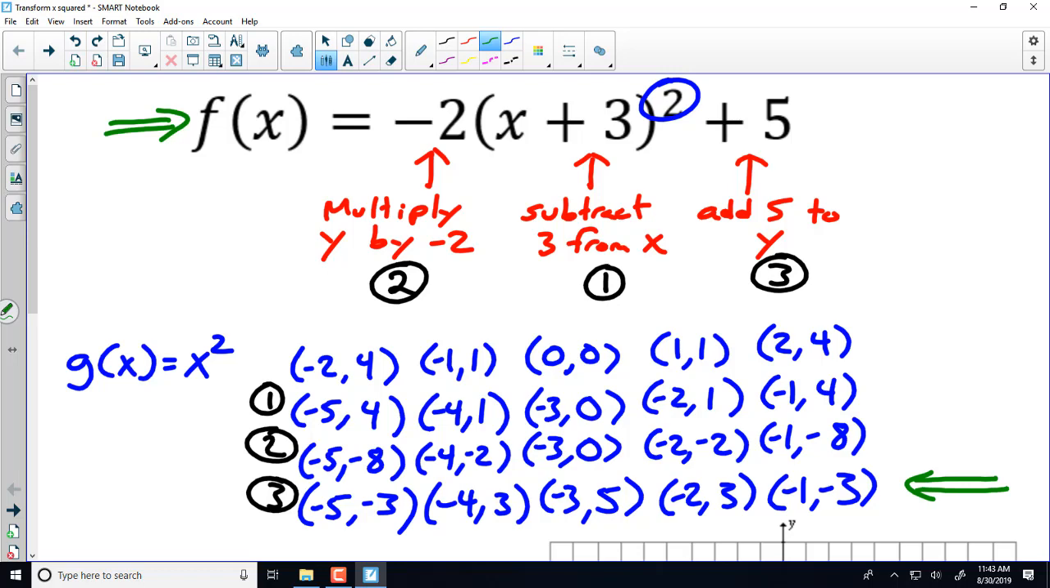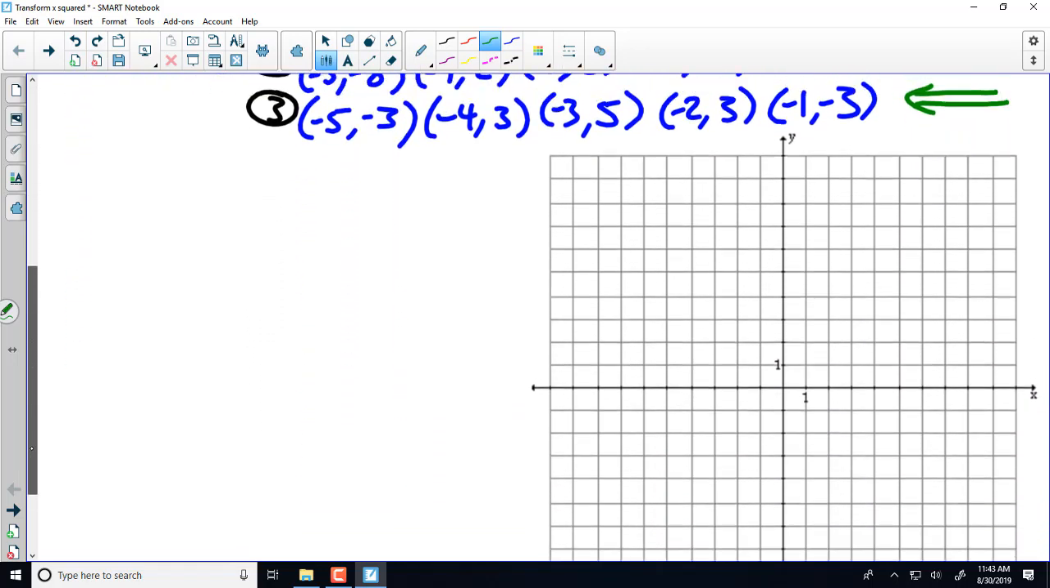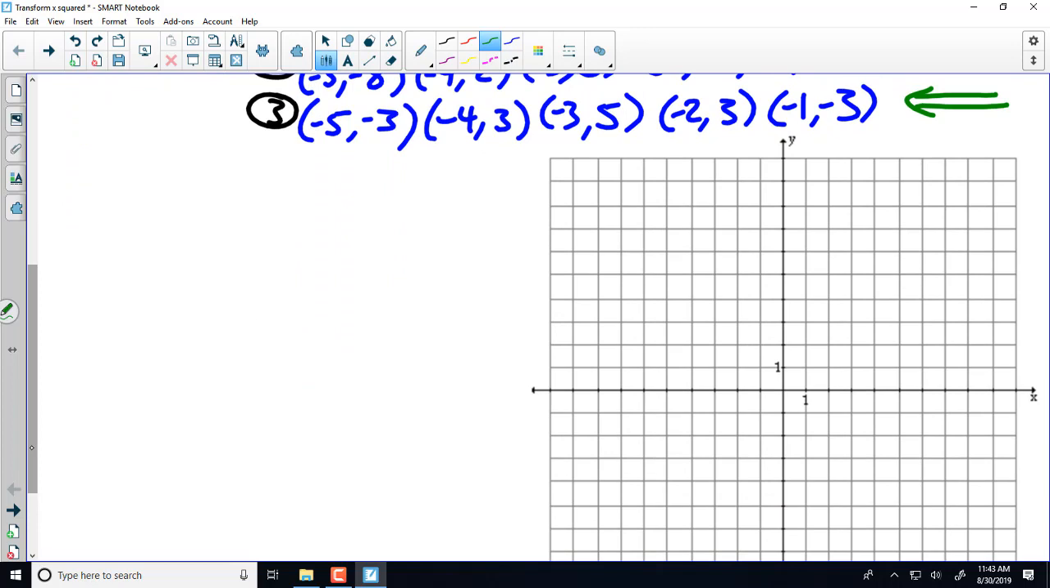All right, let's plot our points on the coordinate system. Scroll down here so we can get a good look at our coordinate system. We've got -5, -3, right there. Then -4, 3. Okay, -3, 5, up there. -2, 3, right there. And -1, -3, right down there.